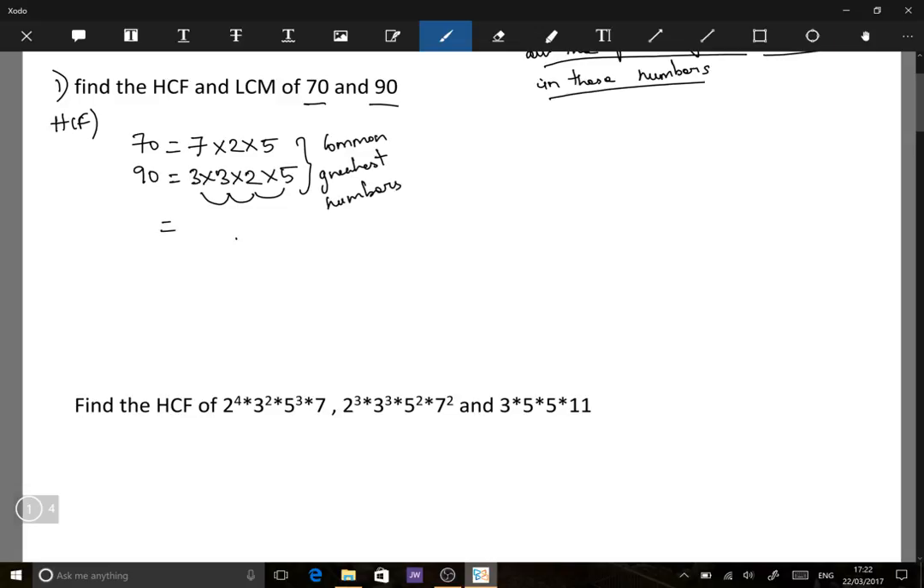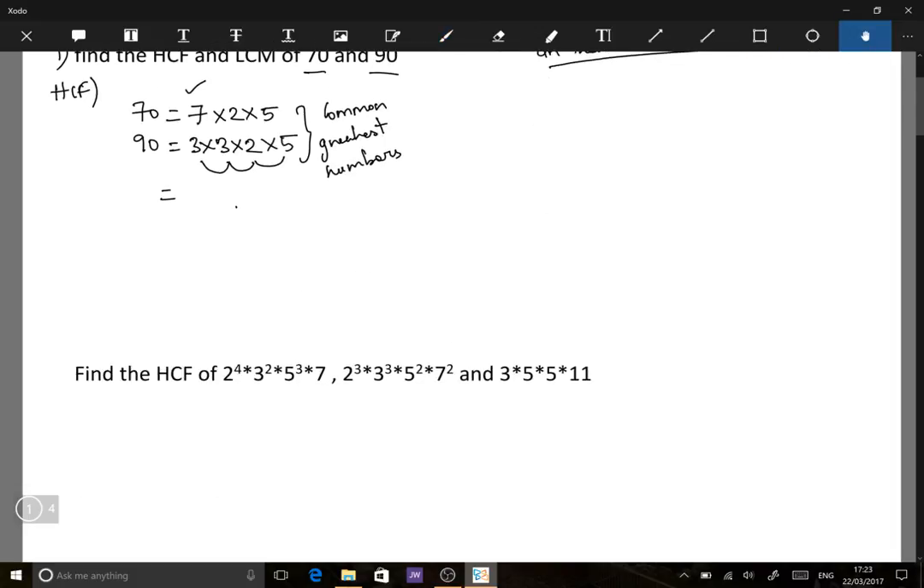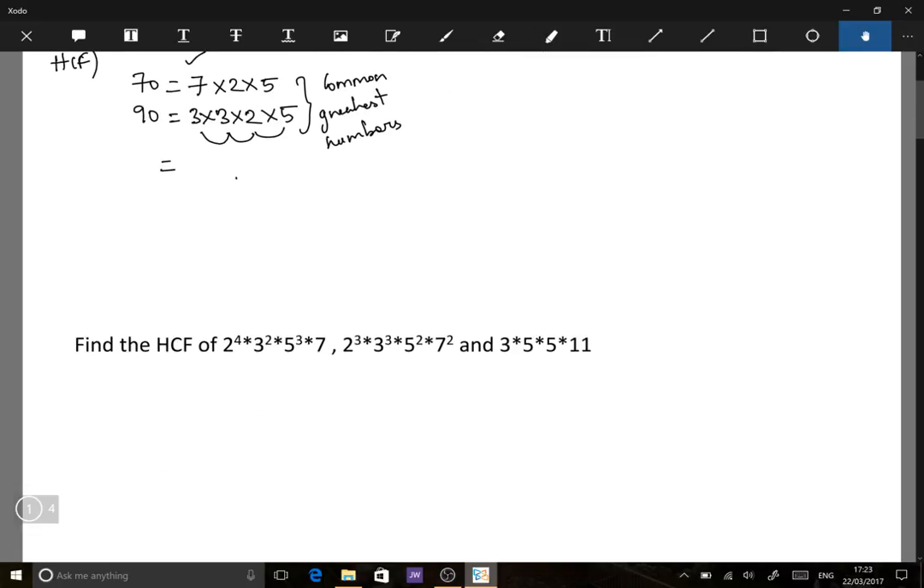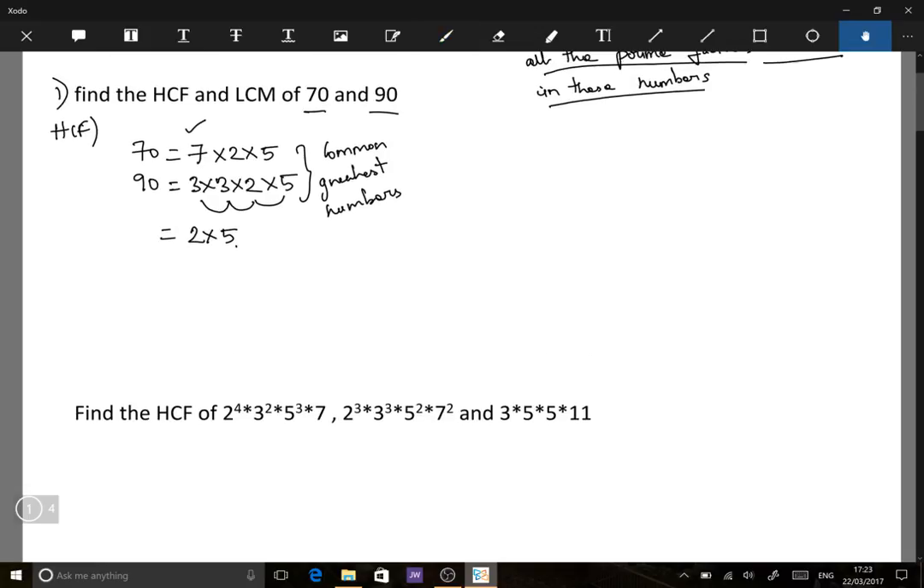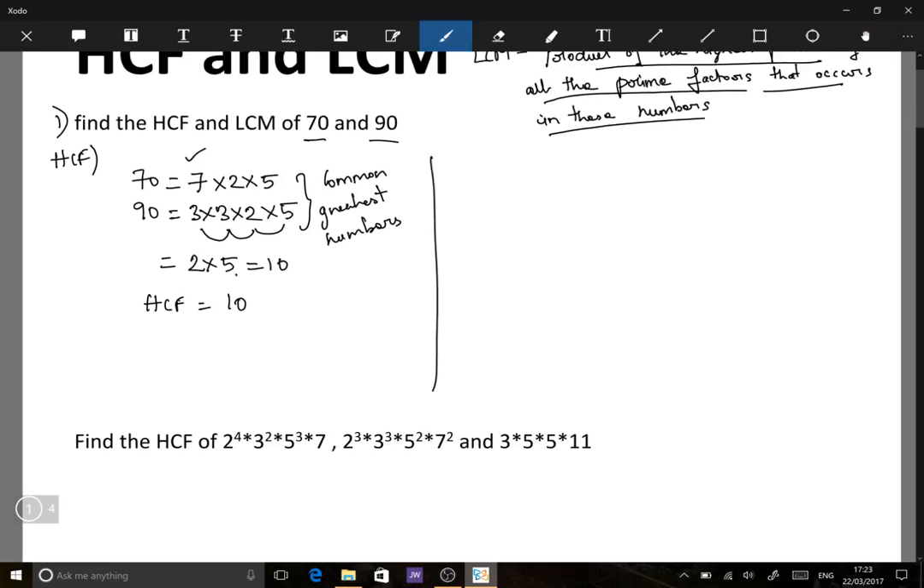See, 7 is present in the first number but not in the second number. Then 3 is present in the second one but not in the first one. But in the case of 2 and 5, they are present in both the numbers. So the prime factors 2 and 5 give the common greatest number. What is the answer? 10. So the HCF is equal to 10. Able to follow?